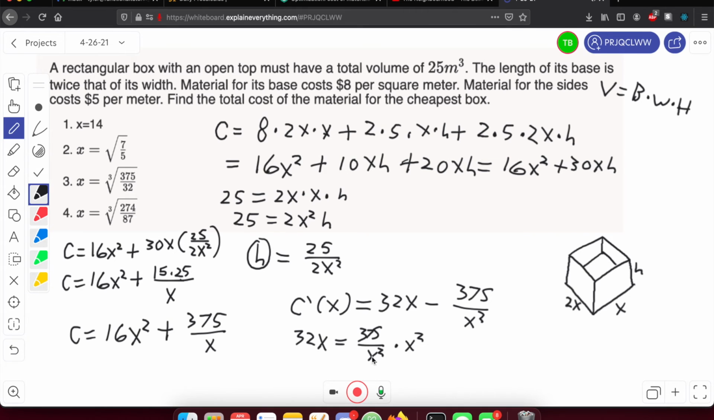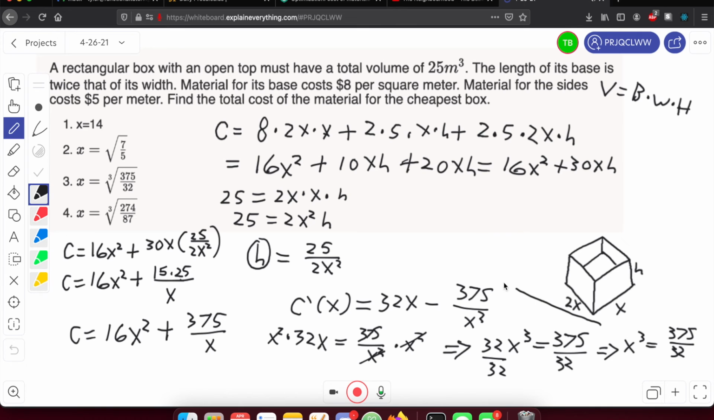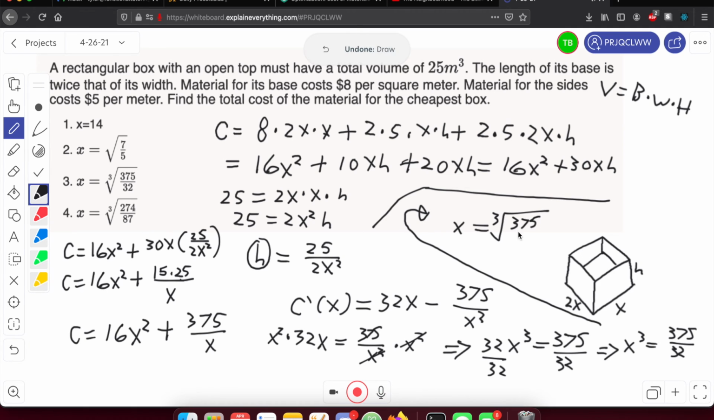Multiplying both sides by x squared, these will cancel, and this gives us 32x cubed is equal to 375. We can divide out 32 from both sides, and this will yield x cubed is equal to 375 over 32. Sorry guys, I'm running out of space here. We will bring this up here to just finish it off. So now we just have to take the cube root of both sides, and we get x is equal to the cube root of 375 over 32.